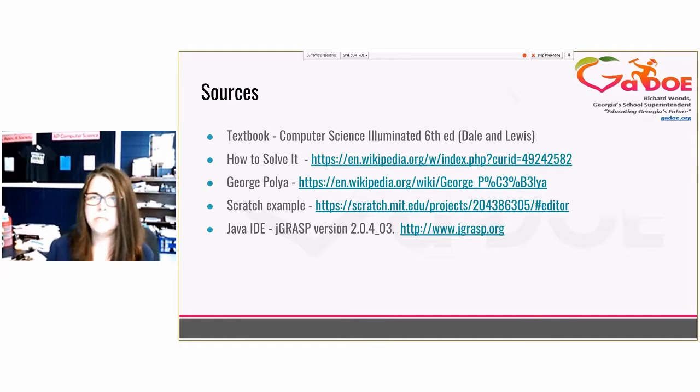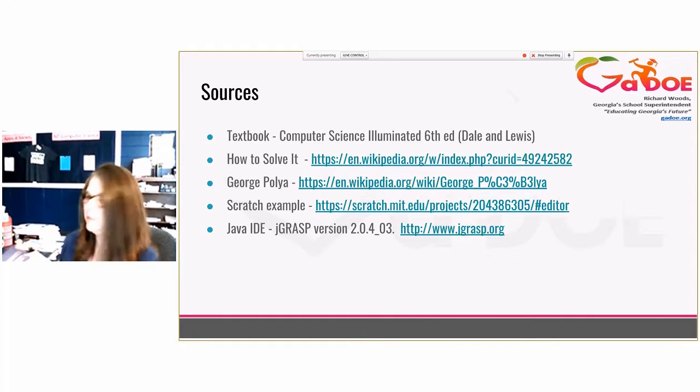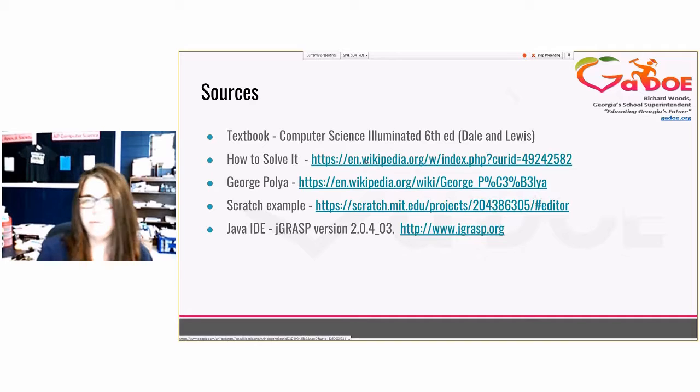These are the sources that I use for this. The textbook is the Computer Science Illuminated book. This is a good book that goes along with CS Principles. It goes through computer science in terms of layers. There's a good website, How to Solve It, which will help with solving any kind of problem. This is the website about George Polya from Wikipedia. Here's the Scratch example that I had shown on the slide.